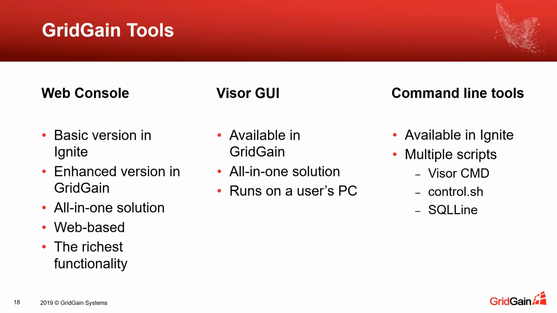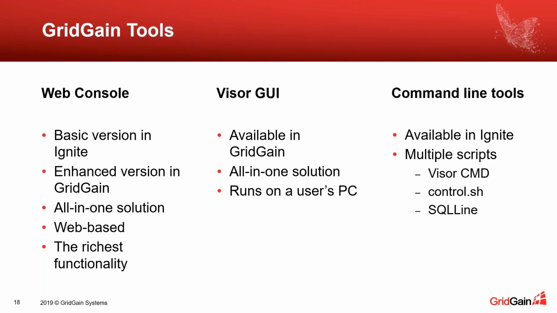Control SH is a tool that is built for some of the most important management tasks, such as topology change management and transaction management. And SQLine is a small tool that helps you to connect to the cluster and run some SQL statements. Visor GUI is the next tool, and this is now a sort of legacy tool that is available in GridGain Enterprise and Ultimate editions.